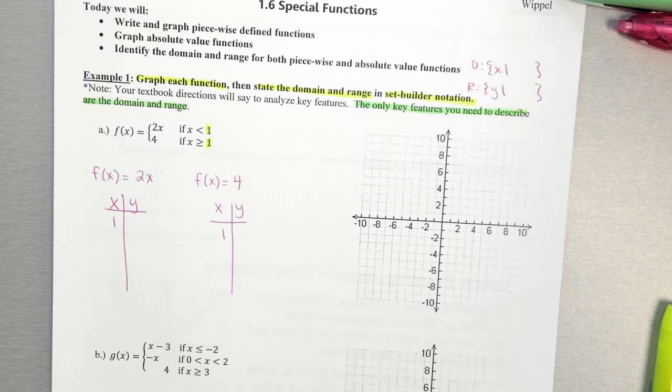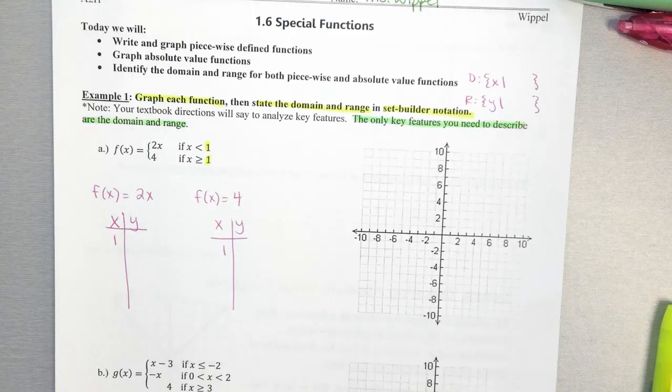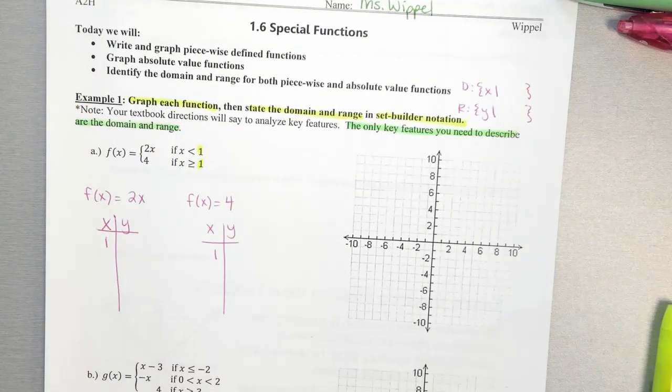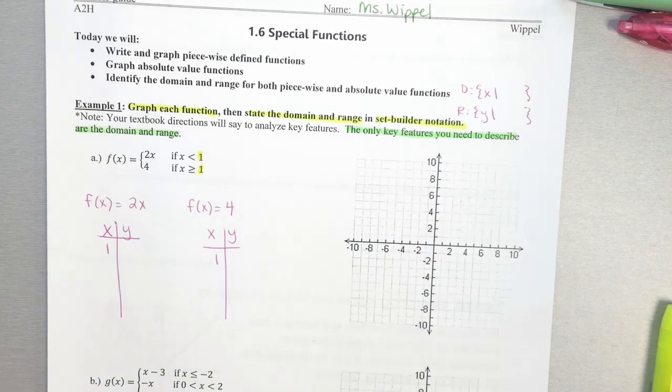All right, so for 1.6, our special functions, we are going to write and graph piecewise defined functions, which are just pieces of different functions put together. And then we're graphing absolute value functions, which you did in Algebra 1. And then we're going to identify the domain and range for piecewise and absolute value using this set builder notation here.